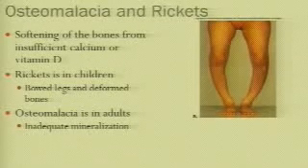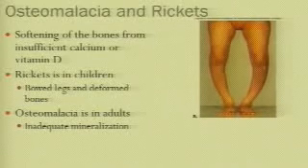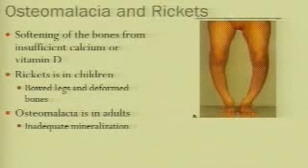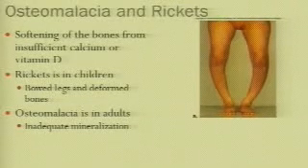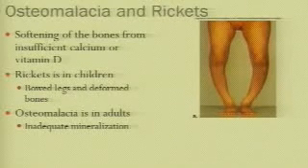Okay. Rickets is seen in young children. Quite often they get this bow-legged presentation because their bones are not hard, they're soft, and the weight of their body will actually cause them to be deformed and shaped in a bow-legged way. Okay. Osteomalacia is seen in adults.